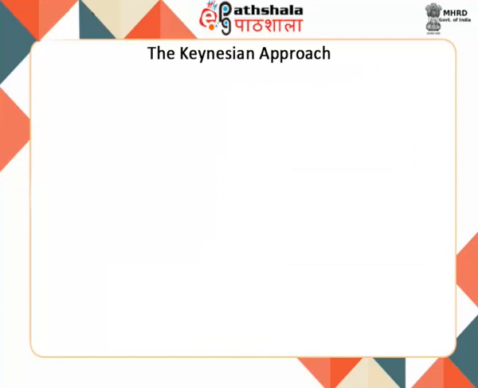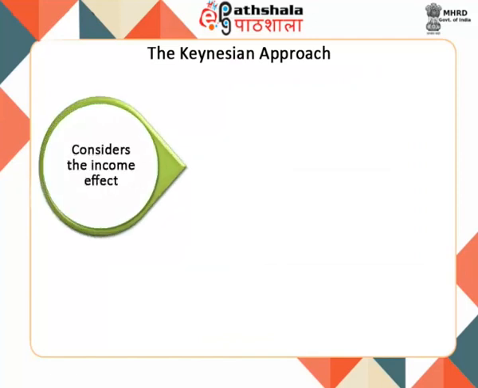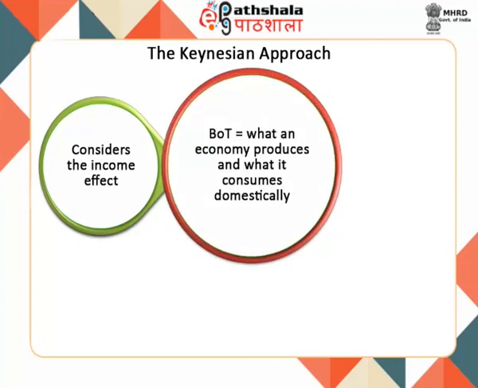The Keynesian approach. The Keynesian approach takes into consideration the income effect that was not considered in the earlier approaches. According to this view, balance of trade is the difference between what an economy produces and what it consumes domestically or absorbs.